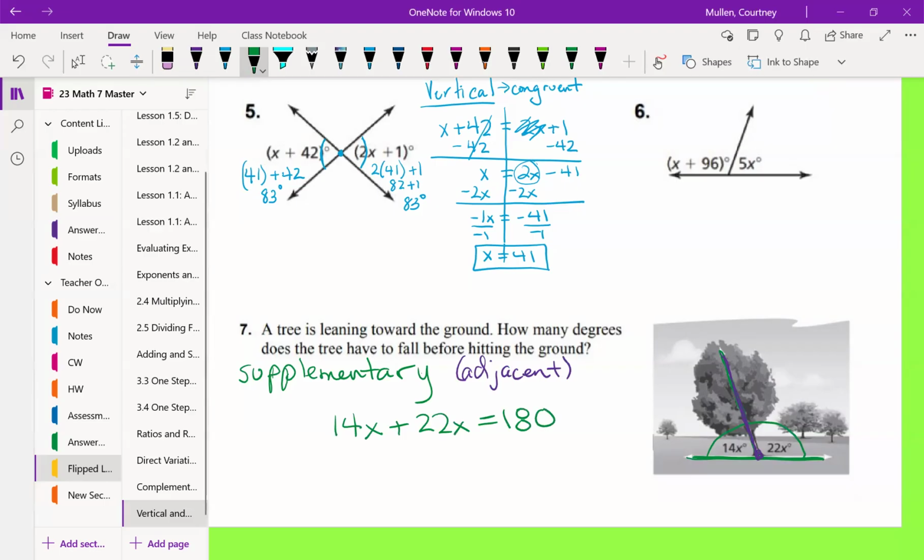And then you have to determine how many degrees the tree has to fall before hitting the ground. Which angle is that?